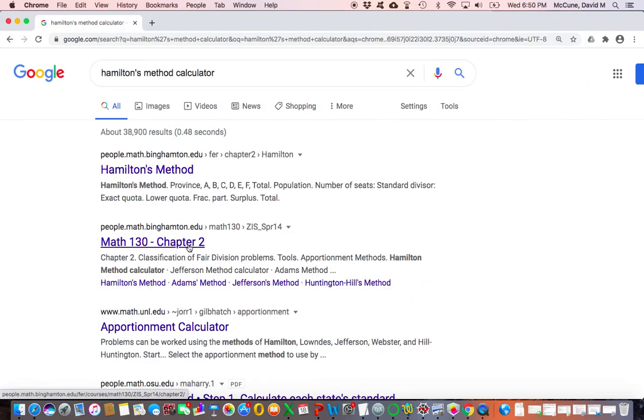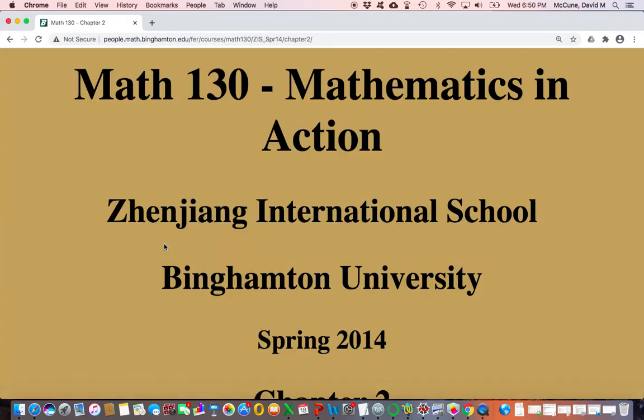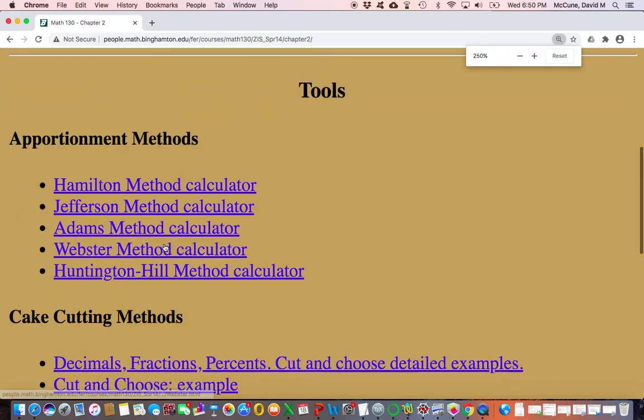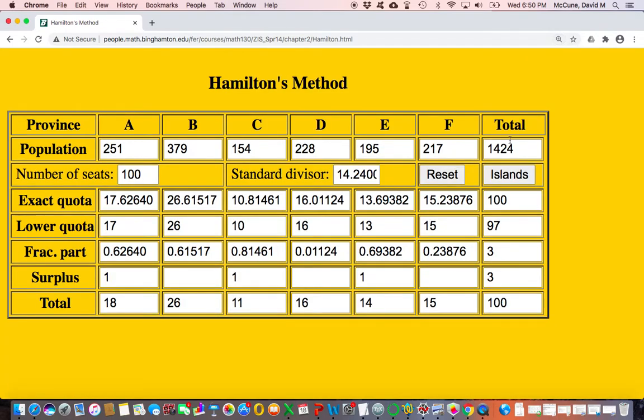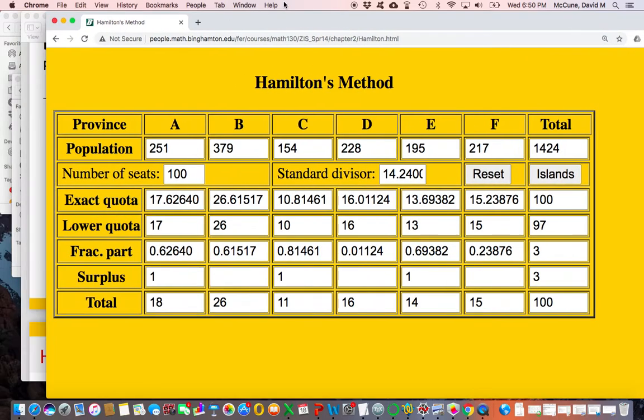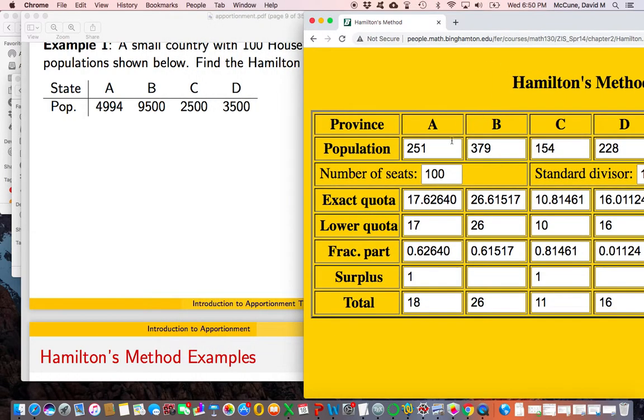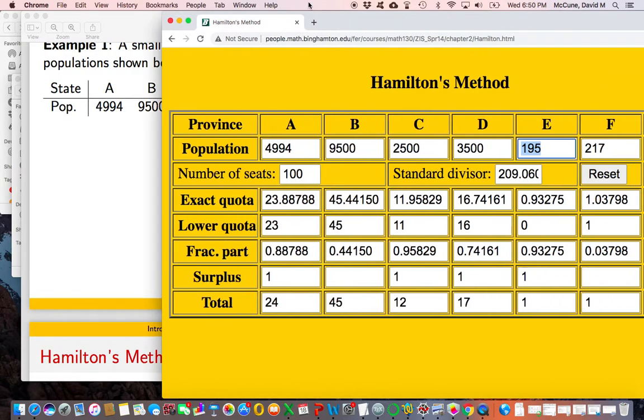This second hit here, Math 130, Chapter 2, you click on that. And then there's a bunch of stuff. Sorry, this is so big. Hamilton method calculator, you click on, and that's what you want. So notice this calculator can handle up to 6 states. Can't handle any more, but that's fine. We won't need any more. So then you just type in these populations: 4994, 9500, 2500, 3500, and then you enter the number of seats.